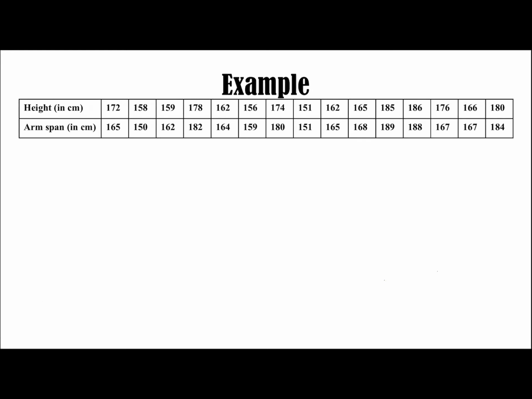Let's look at another example. Here we have a table of data. Each person has two numerical variables, height and arm span. The first thing to do is to figure out which one is the dependent and which one is the independent variable.